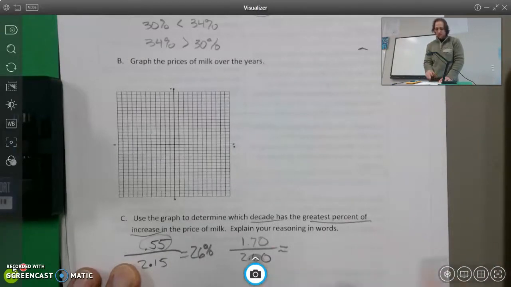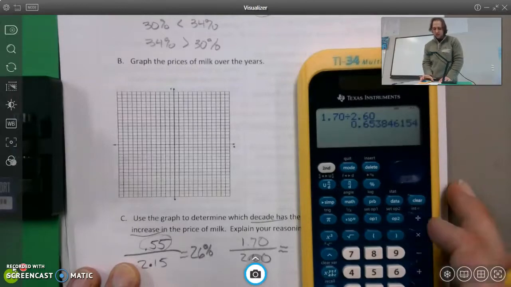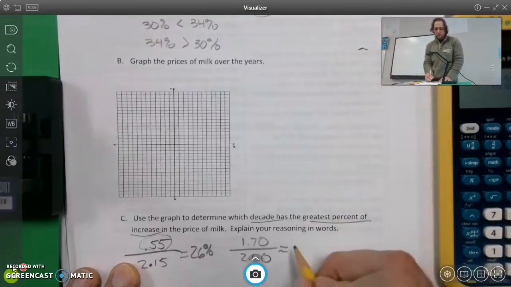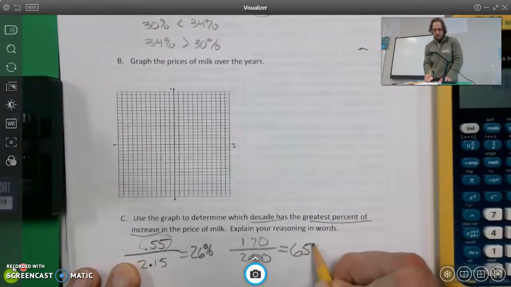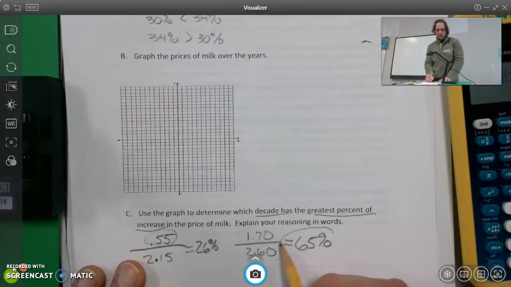Okay, $1.70 divided by $2.60. That would be 65.4, let's just say approximately 65%. And this is by far the greatest percent of change, 65%.